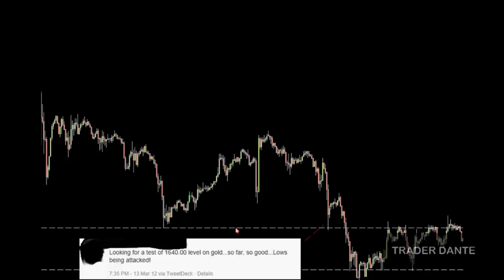Okay, look at this here. This tweet came out on this red candle, looking for a test of the 1640 level on gold, which is the lower white line. So far, so good. Lows being attacked. As it came through that area, they're immediately looking for it to go to the second area. Lows being attacked, all looking good. And what you find is gold breaks the prior low, closes above, and immediately starts a rally up to the first kind of trouble area.